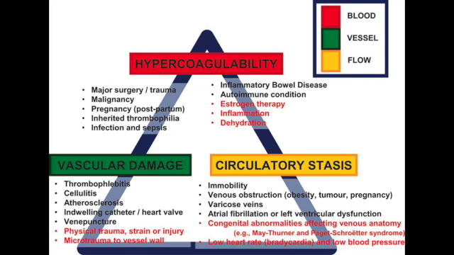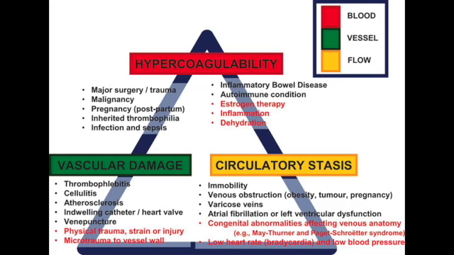So intimal damage, trauma, infection, and inflammation, stasis, such as immobilization, surgery, or prolonged sitting over 4 hours, and hypercoagulability: protein C or S deficiency, factor V Leiden mutation, antithrombin 3 deficiency, oral contraceptive use, malignancy, also pregnancy and smoking are risk factors. So don't forget that oral contraceptive, malignancy, pregnancy, and smoking.